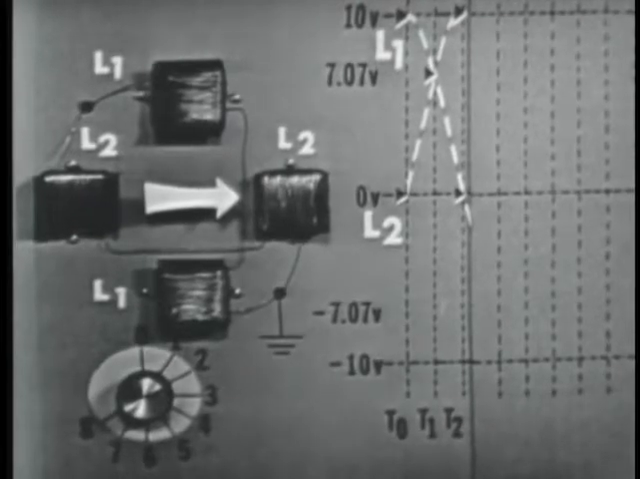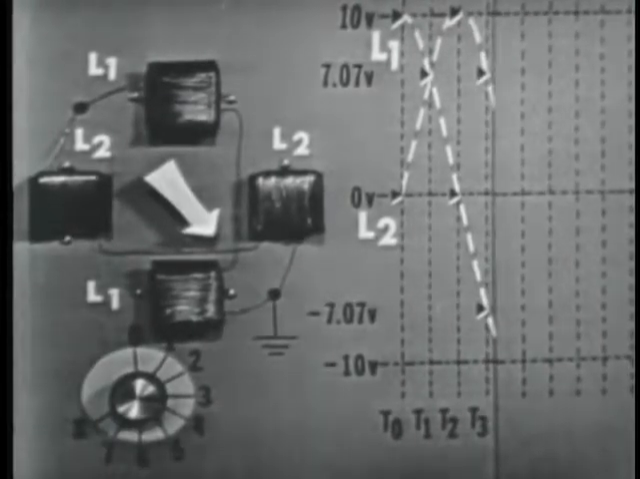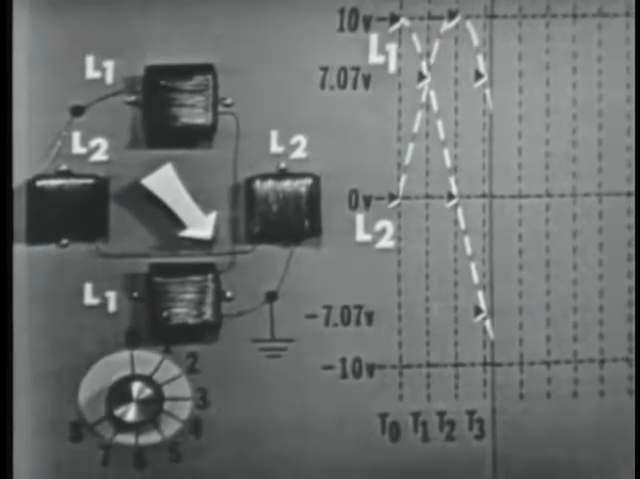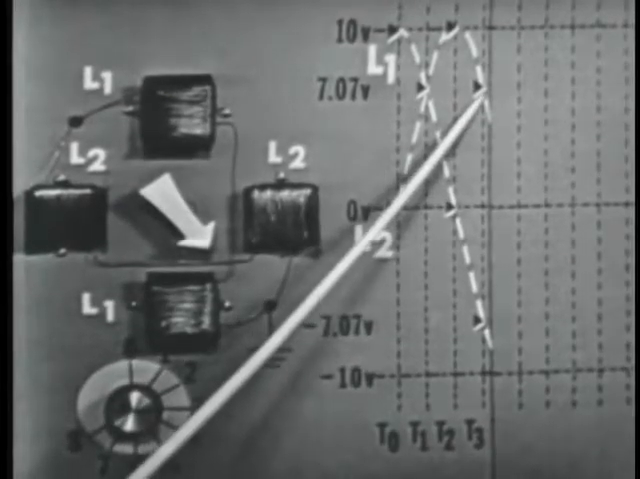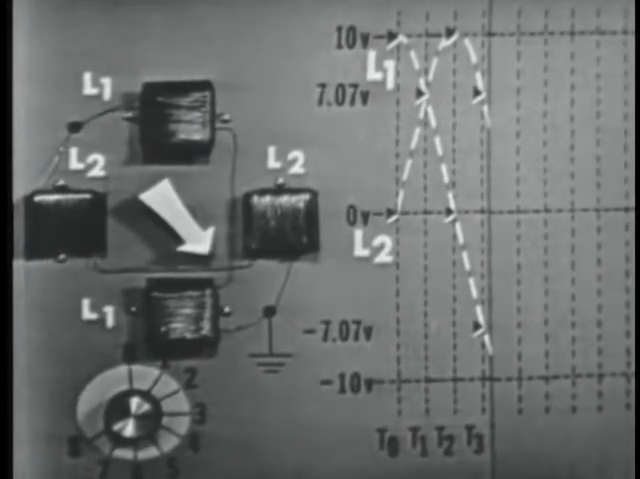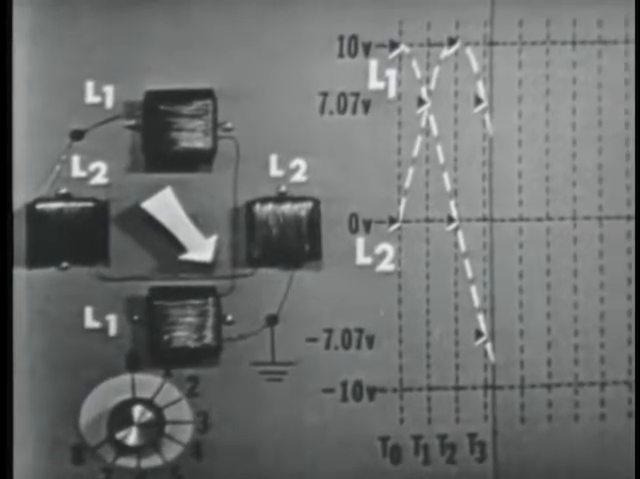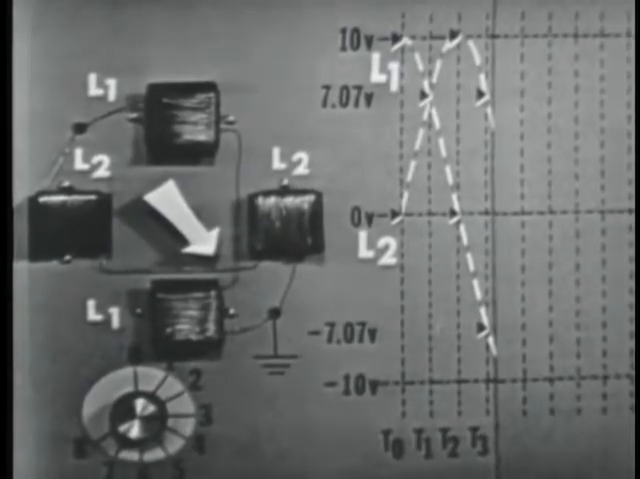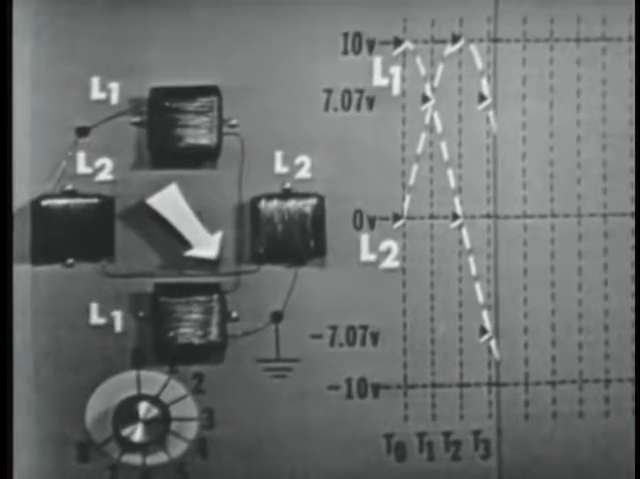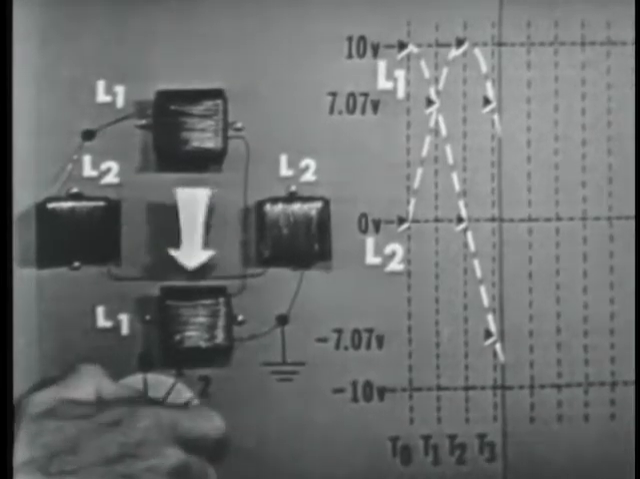At time 3, the pointer again indicates that both coils are energized. The graph shows L2 at positive 7.07 volts and L1 now at negative 7.07 volts. Now notice that the polarity on L1 has been reversed. This was done to reverse the direction of the magnetic field produced by L1. It's now down instead of up. Now I think time 4 will prove this, Bob.